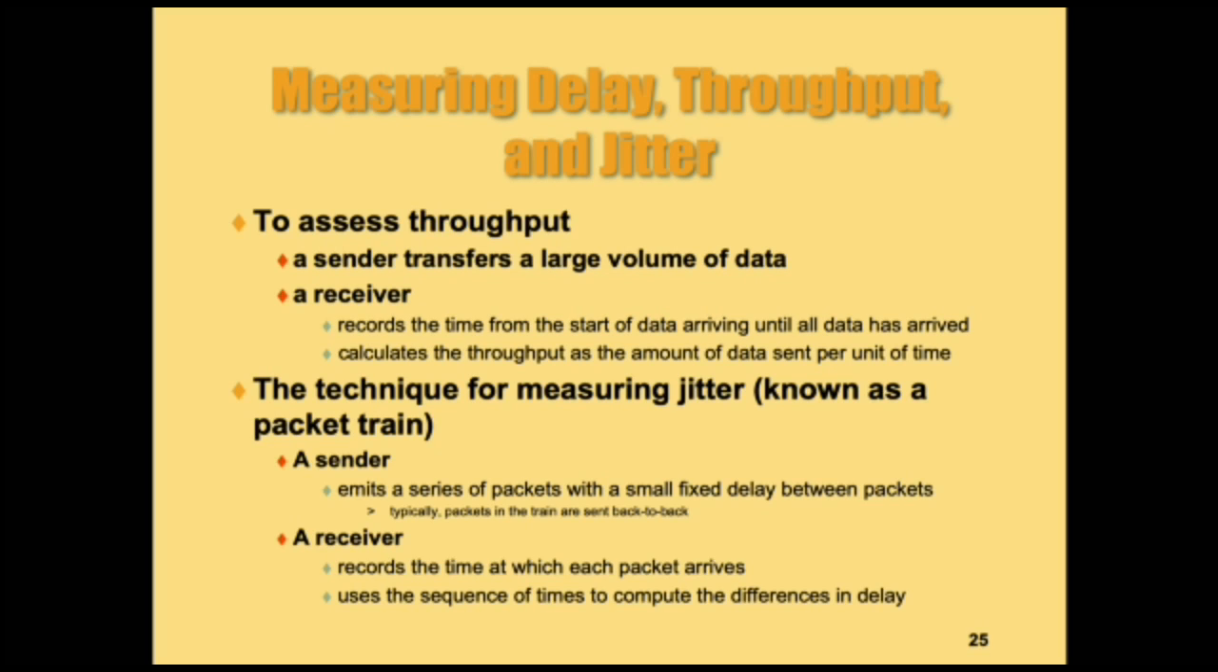So how can we measure these things then? Well, starting with throughput. We can measure throughput in this way. A sender transfers a large volume of data, a big file, and we push the file packet by packet. A receiver then records the time from start of data arrival until all data has arrived. So now we know how much data it is, and of course we know how long it took to get it through. So now we can measure what the actual throughput was from sender to destination.